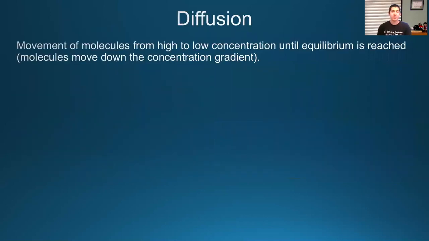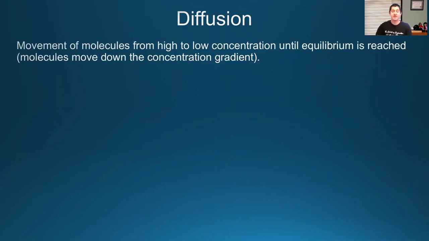Diffusion is the movement of molecules from an area of high concentration to an area of low concentration until an equilibrium is reached, meaning that the concentration of those molecules is the same throughout this entire space those molecules are occupying. And in your lab simulations, you'll see the term concentration gradient, and that's simply referring to that difference in concentration. So if you have an area of high concentration and an area of low concentration, you have a concentration gradient that molecules will diffuse down.